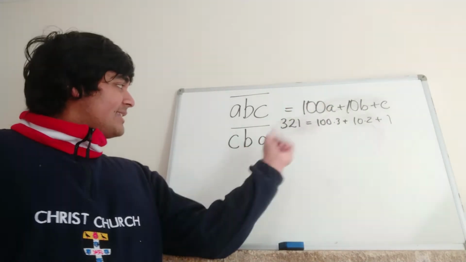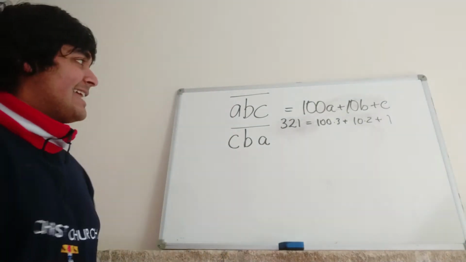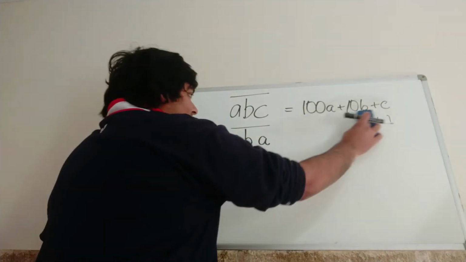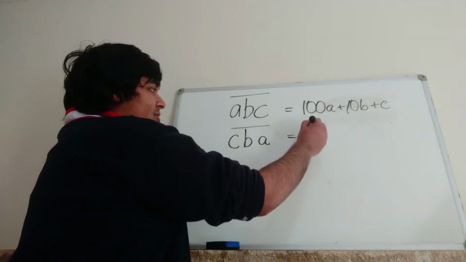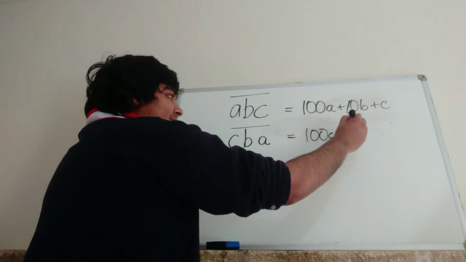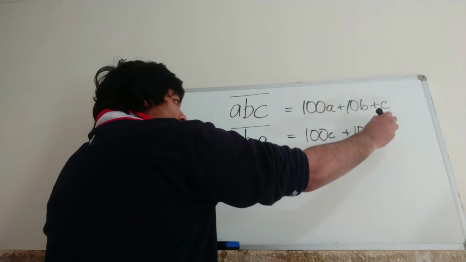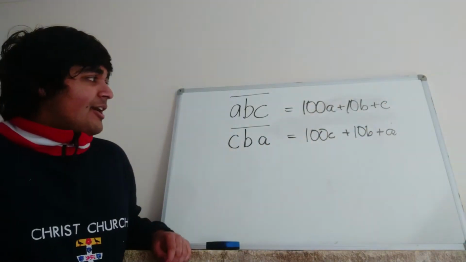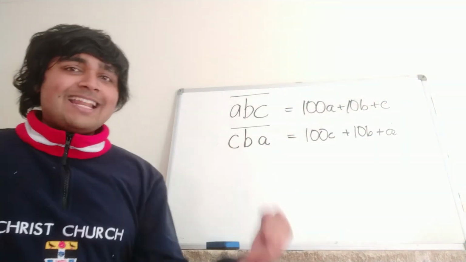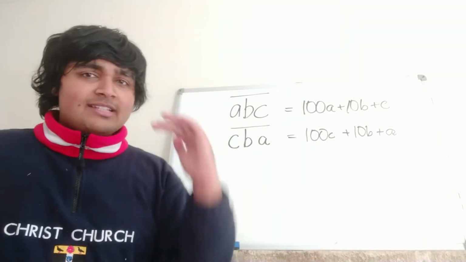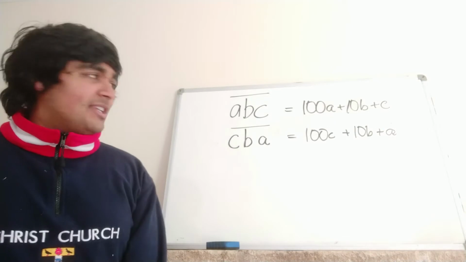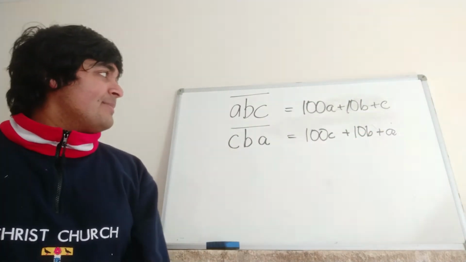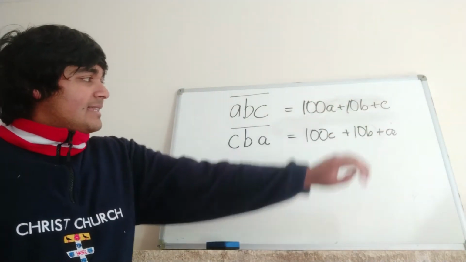Okay, so ABC concatenated is just 100A plus 10B plus C. But then when we reverse the order, we get CBA concatenated. Now, what number is this? Well, this again is just 100 times what's in the hundreds column, so 100C plus 10B plus A, like so. Okay, now we have two numbers, and the next thing I got you to do is take the bigger number and subtract from the smaller. We don't know whether A or C is bigger, so we're just going to essentially assume that A is bigger and do this number here minus this number.